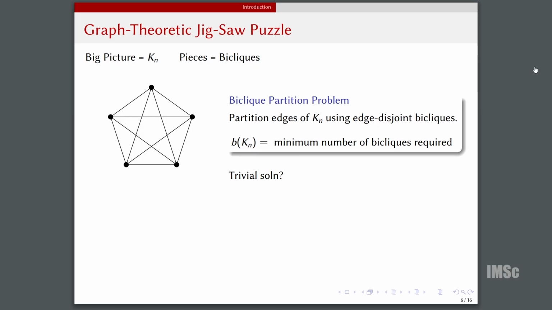So we'll see just this restricted setup of the problem. What is the trivial solution? Like, what is the trivial upper bound on this number? I told you about the game, but what do you think should be the trivial solution? Can you estimate B of Kn, the number of bicliques required? Number of edges, yeah. So treat each edge as K11. Every edge can be thought of as a complete biclique, and that's an upper bound of NC2. The number of edges in a complete graph is NC2. We want to do better than this, obviously. So can you do better than NC2?